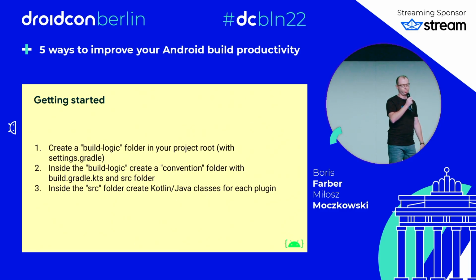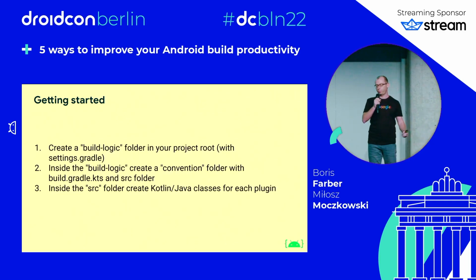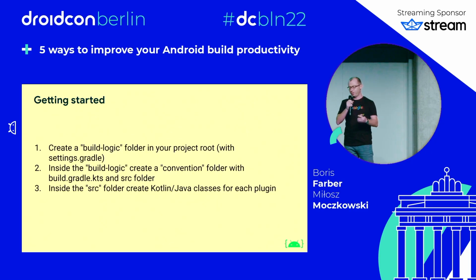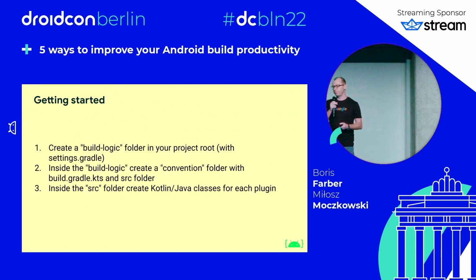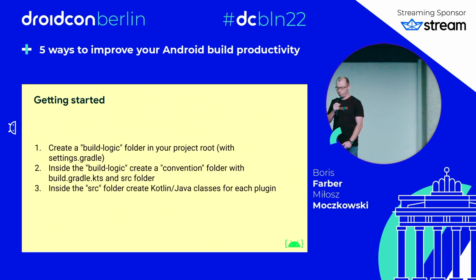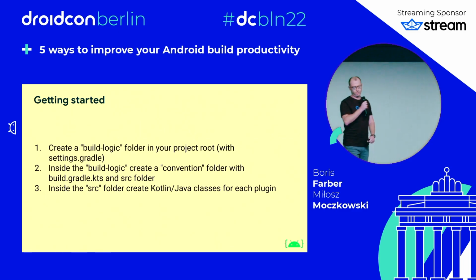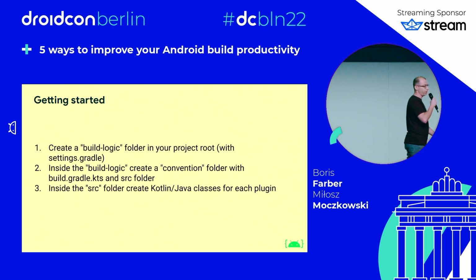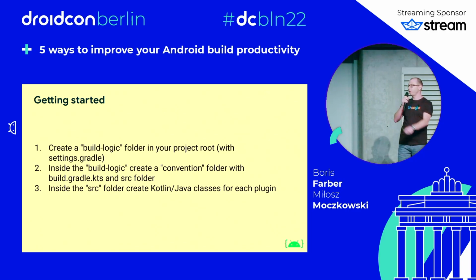Let's see how to get started. Here are the steps. Basically, we need to create a build logic folder in our project root with a settings.gradle file inside. We are not limited to the name build logic, but this is an idiomatic name that comes with the Gradle best practices. Inside the build logic, we create a convention folder with a build.gradle.kts and the source folders. Inside the source folder, we create Java and Kotlin classes to implement our plugins. I'll wait a second if you want to take a picture of the steps.